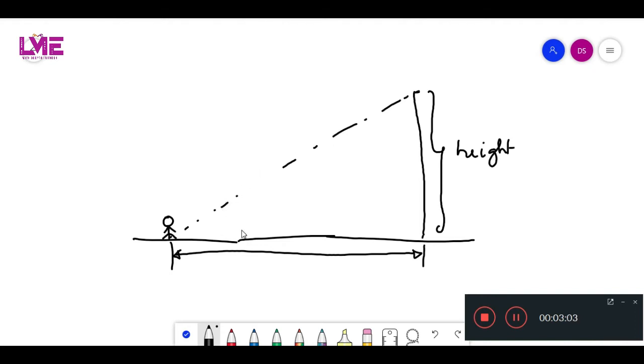Now, can we calculate the height of the tower without actually measuring it? Yes, there is a solution for that. So we can calculate the height of the tower or the distance between the tower base and the man standing here without actually measuring it. That is explained in the concept of trigonometry.